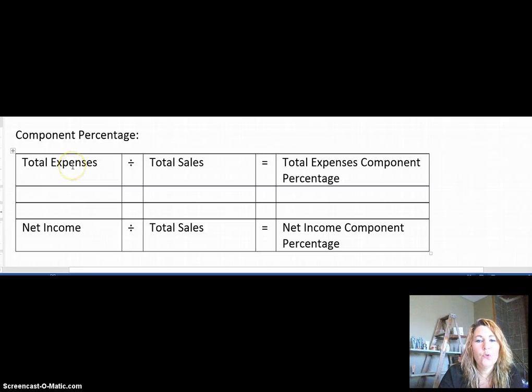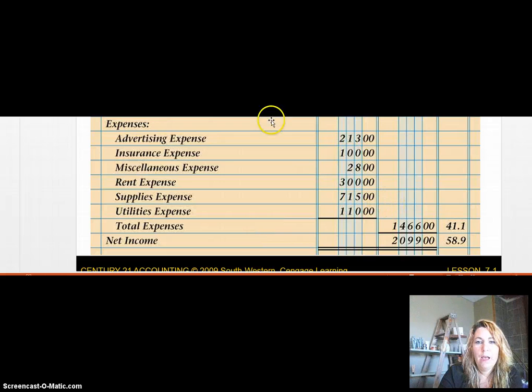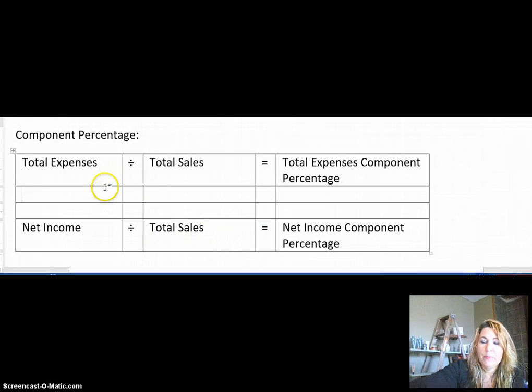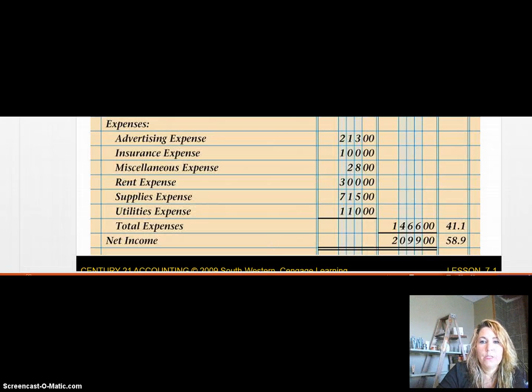To find the total expense component, which is the first one we're looking for because sales was an easy 100%, was the revenue. So for this one, we're going to list our total expenses. We're looking at our area over here, total expenses, 1,466. So total expenses was 1,466. And we're going to divide that by our total sales. And our total sales was listed right up here as $3,565.